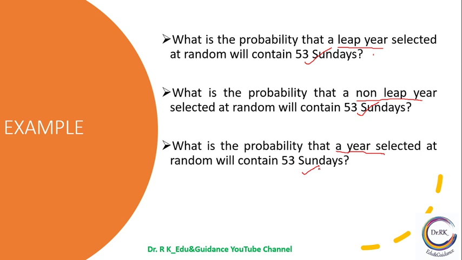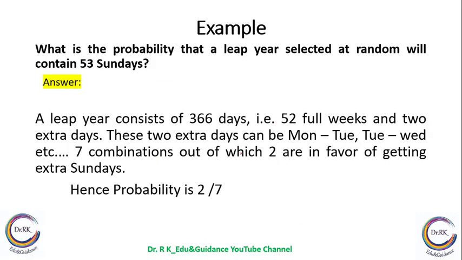Right? How to do this? It is very simple. In general we will have 52 weeks, whether it is a leap or non-leap year. That means you will have 52 Sundays, 52 Mondays, 52 Tuesdays, Wednesdays, like this. So after 52 weeks, if it is a leap year, 2 days are left. If it is a non-leap year, 1 day is left.